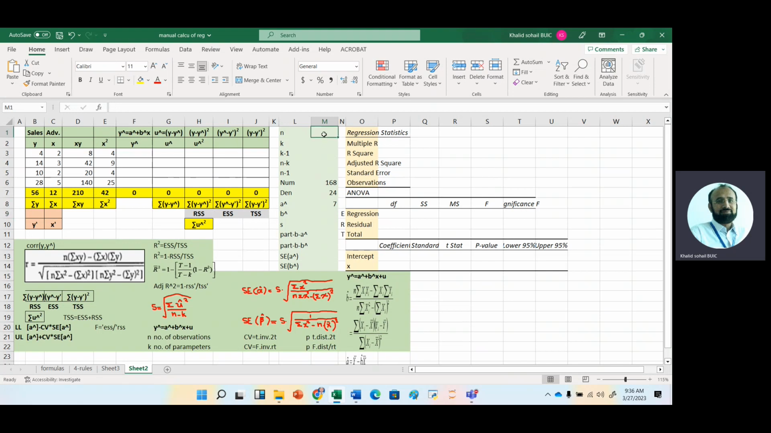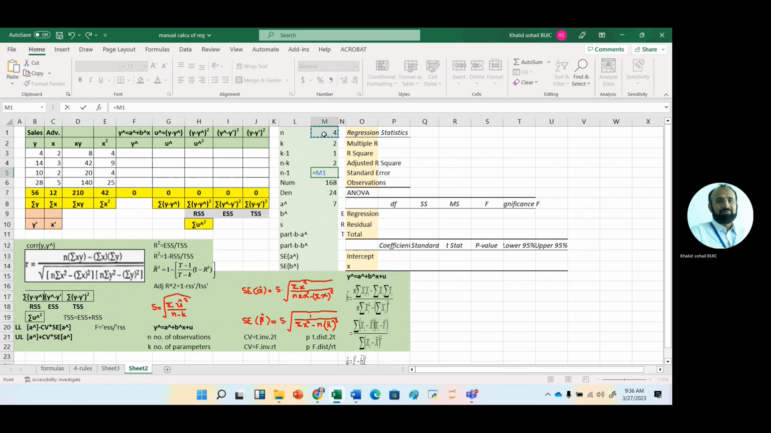Now, here n is for number of parameters, that is alpha and beta, 2, and k minus 1, it would be 1, and n minus k, that is 4, total number of observations minus total number of estimators, and then n minus 1, because we need the degrees of freedom in the Anova, and we will use all these calculations in Anova.